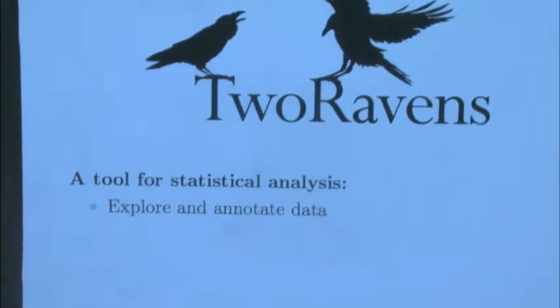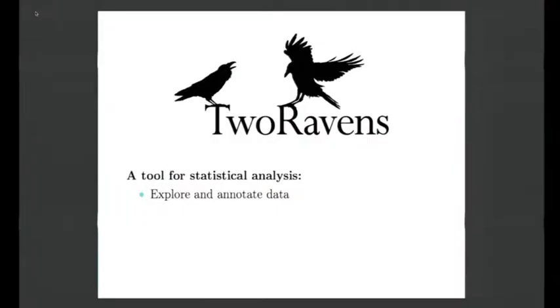So what is Two Ravens? In the simplest sense, Two Ravens is a tool for statistical analysis. So you could do things like explore data, look at bivariate relationships, scatter plots, different distributions, and summary statistics. You can also annotate data. So you could do anything from simple descriptions of a particular variable to specifying the unit of analysis for a data set and keeping that specification in the metadata, so that it's tied to the data for future use, as well as things like semantic role labeling and stuff like that.